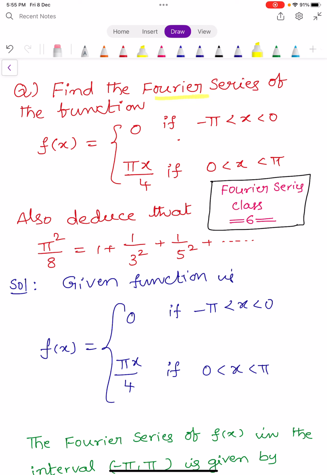Find the Fourier series of the function f of x equals 0 if minus pi is less than x less than 0, and f of x equals pi x by 4 if 0 is less than x less than pi. Clearly the function is defined in the interval minus pi to plus pi, and the function is discontinuous at 0. And also prove that pi square by 8 equals 1 plus 1 by 3 square plus 1 by 5 square plus and so on.